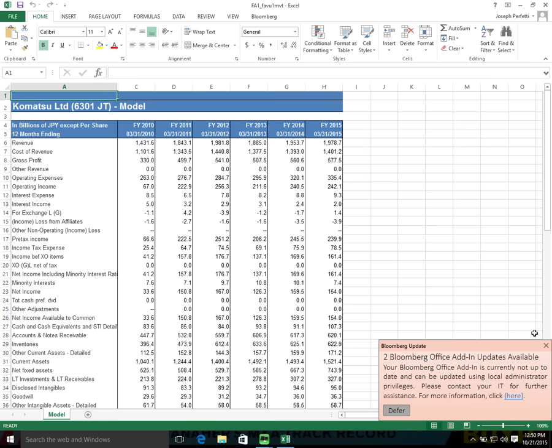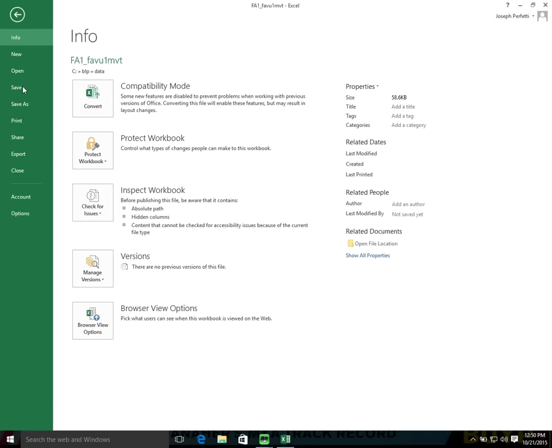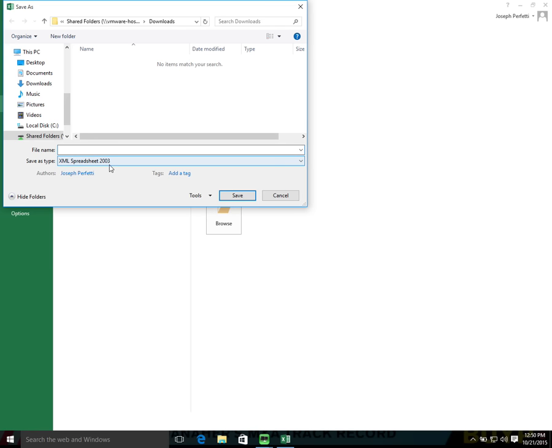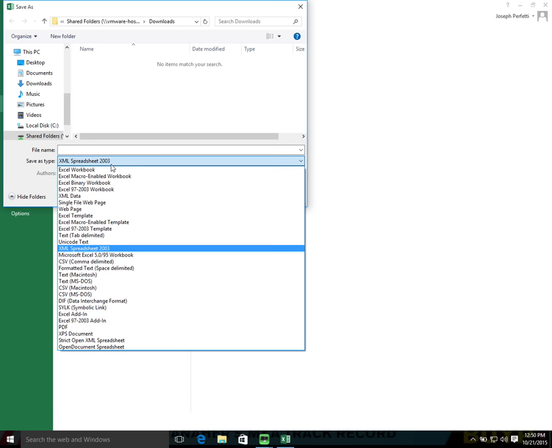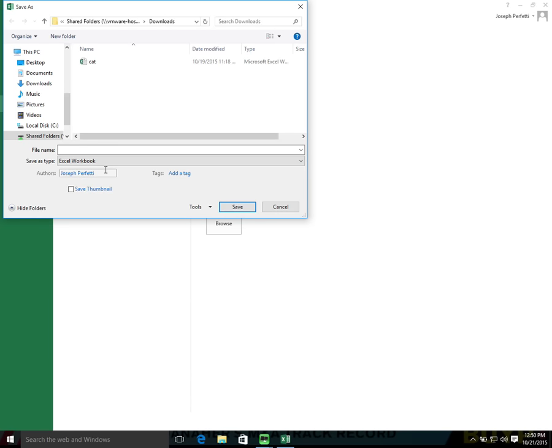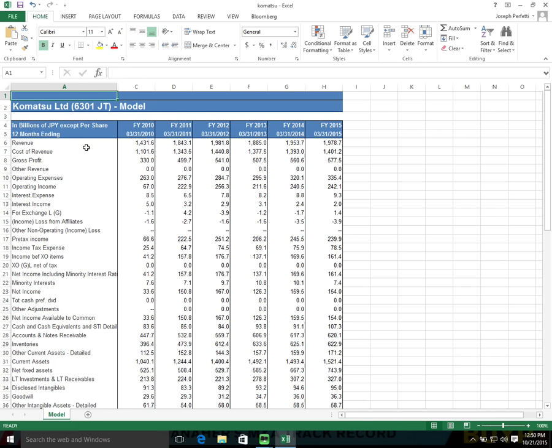Finally, when you save this, go to File, Save As, and put it somewhere on your computer. Because it gives it to you as an XML format, make sure you save it as an Excel workbook, XLS or XLSX. Again, I'll call this Komatsu and save. All right, so that's the other half of homework 7.